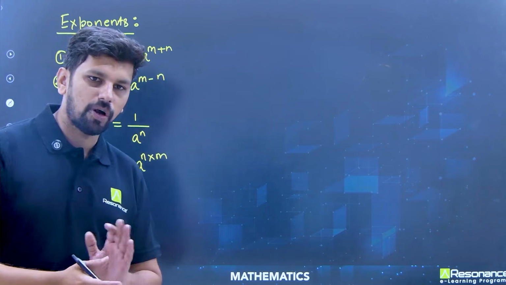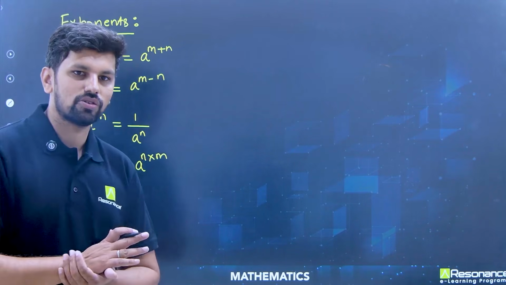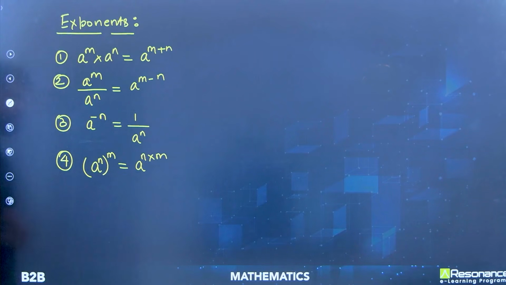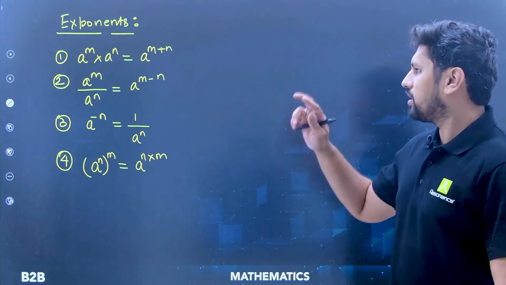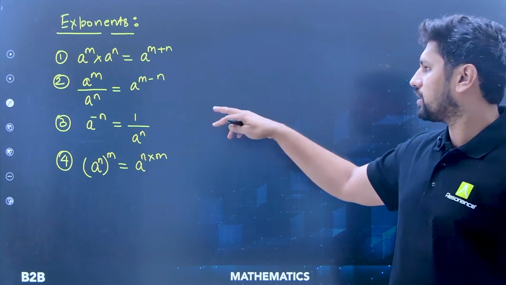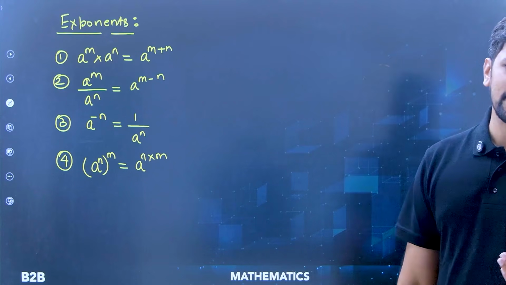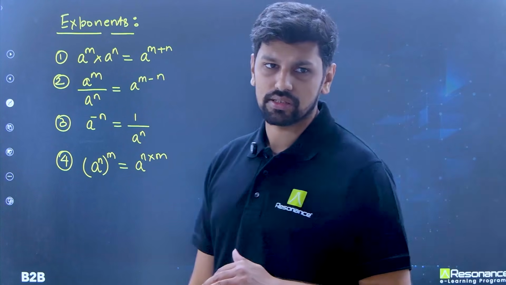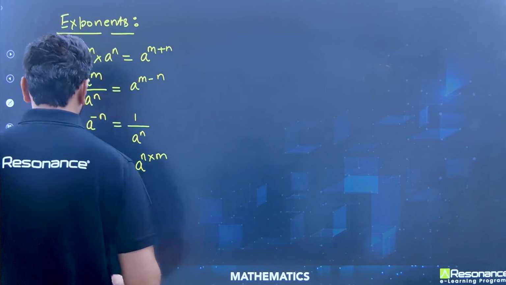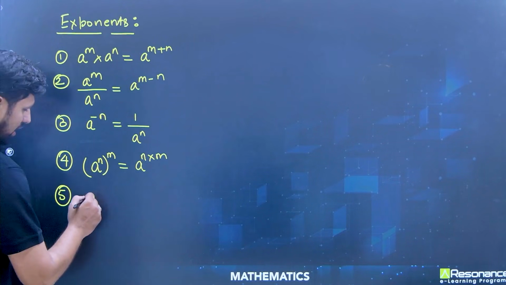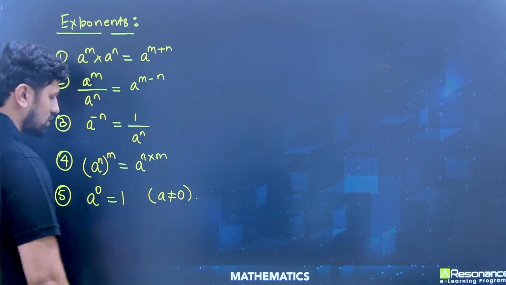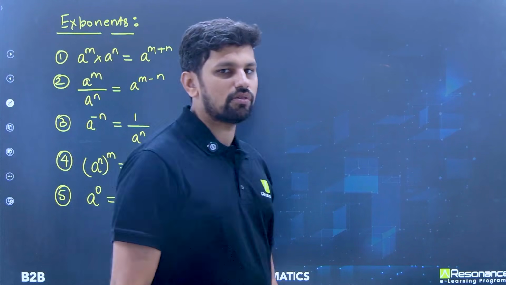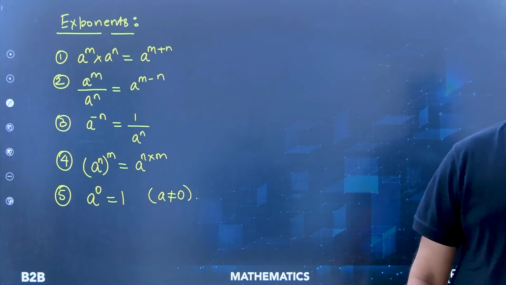Do we all know these properties? I think so. Correct? Okay. Any other property? If you remember about exponents, bases are same, multiplication, bases are same, division. Power is negative, so it will become reciprocal. Very good. Fifth one, anything to the power 0 is equal to 1, but a should not be equal to 0. 0 to the power 0 is not equal to 1.